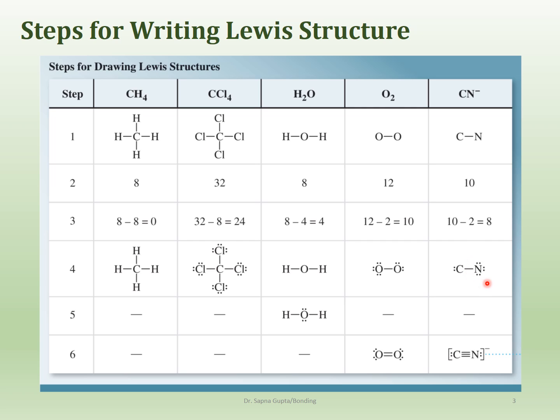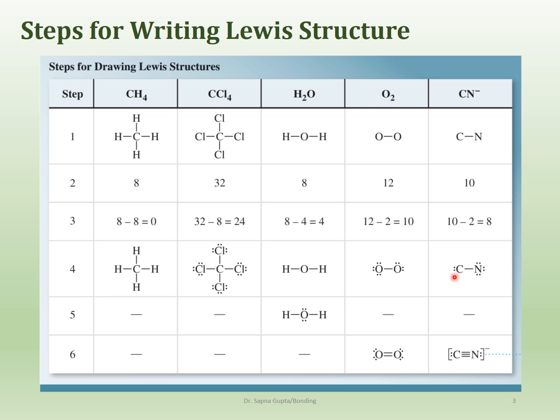Nitrogen is pretty happy right now, but carbon is not happy. Nitrogen is okay because it's got the 8 electrons, 6 from here and 2 from the bond. So it's sharing 8 electrons and it's fine. But carbon is not happy because it's got only 4 electrons, and technically speaking it should have 8 electrons. That's the whole reason for it to bond. So it's not very happy.